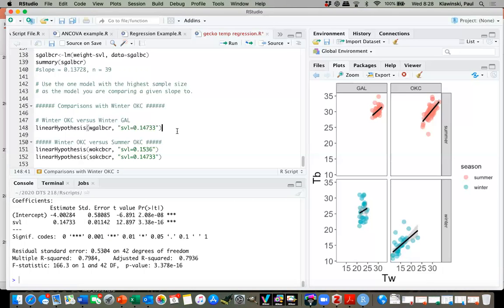These are 1, 2, 3, 4 comparisons. There's one other comparison, which is Oklahoma City winter to Galveston summer, and Galveston winter to Oklahoma City summer. And this one is going to be highly significant. This one is going to be not significant, if I recall the results.